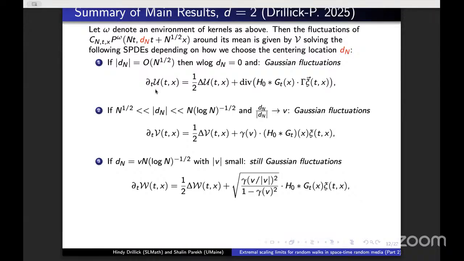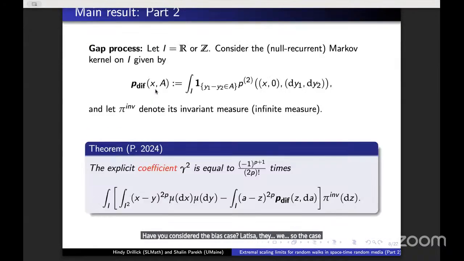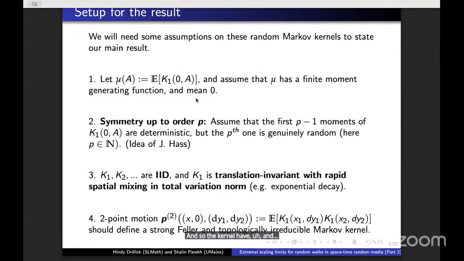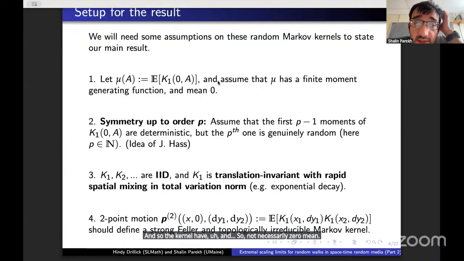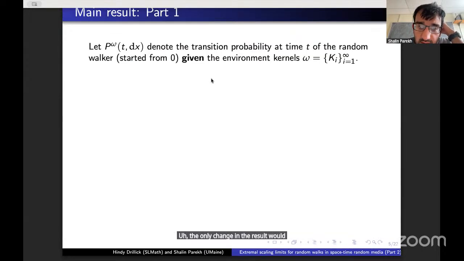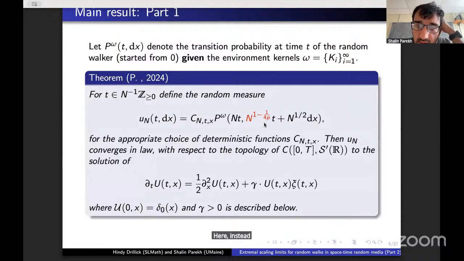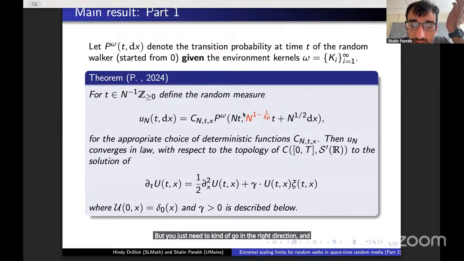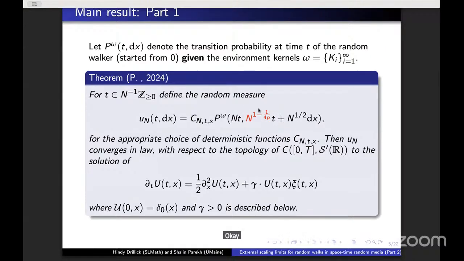So have you considered, all your kernels have a zero mean? Have you considered the bias case? That is, the case of random walks with bias, so a drift, and so the kernel not necessarily with zero mean. Yes. If you have mean m, the only change in the result would be that instead of n to the 1 minus 1 over 4p, you would see m times n times t plus n to the 1 minus 4p times t. So the result would be quite similar, but you just need to go in the right direction. And it didn't fit on the slide, so I just put mean 0. Okay, thank you.